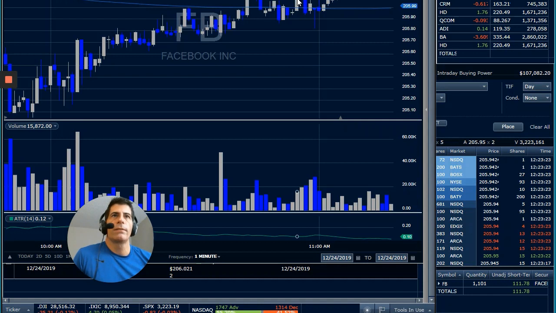So here's the candle at 10:55. I must have popped right in here on this next candle. I shorted it, and you can see it just came right back. So I probably had an amazing execution.